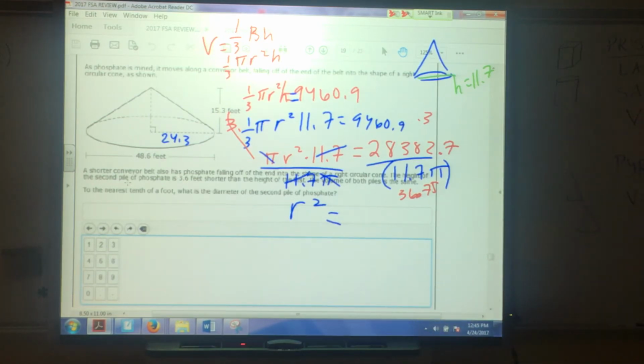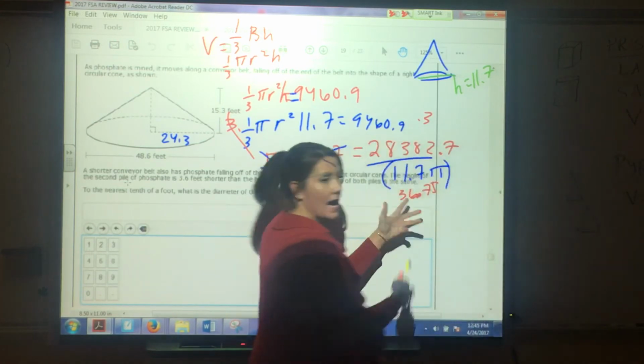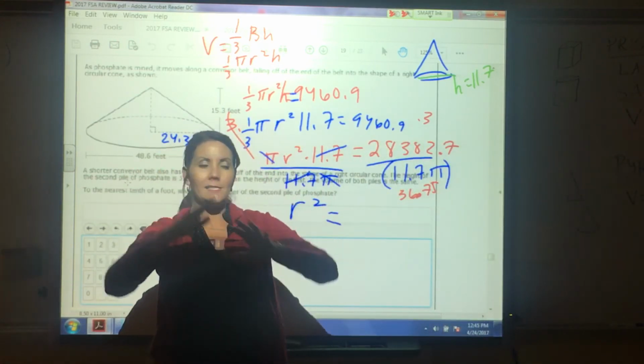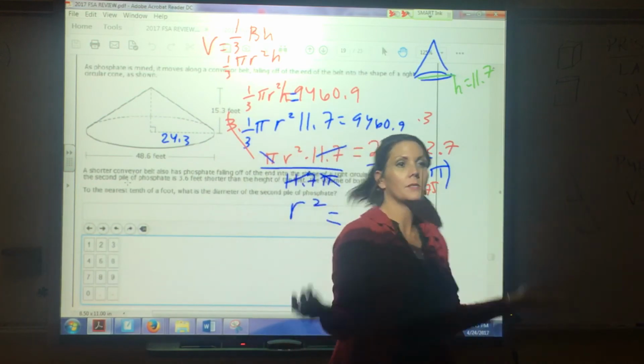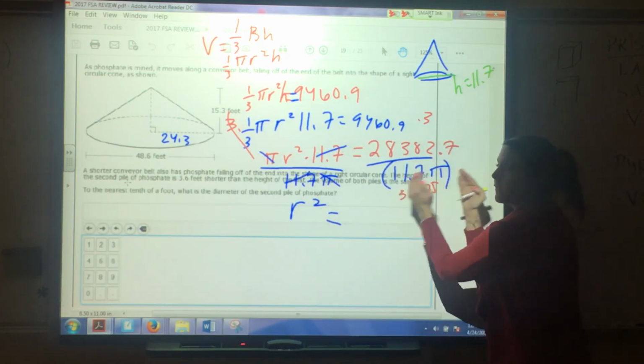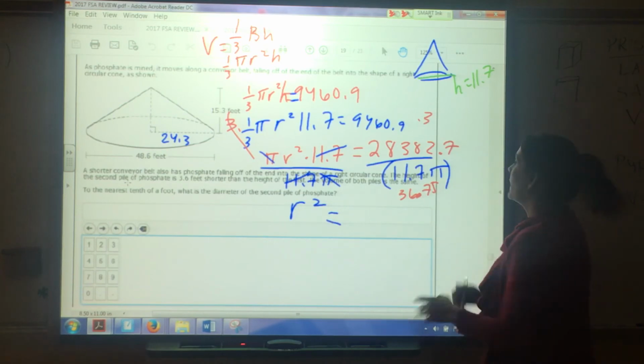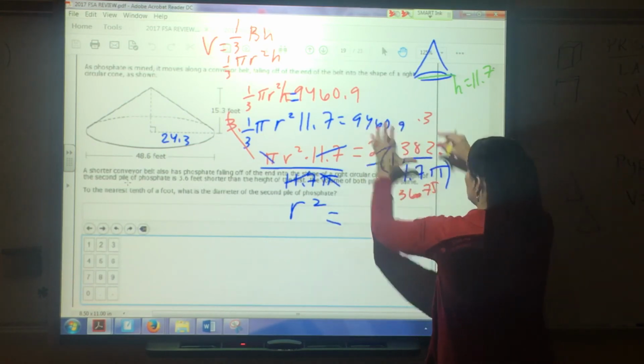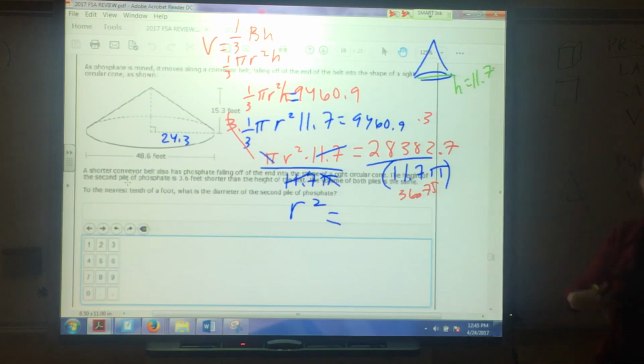Is that 36.75? Yeah, it's 36.75. You guys think about this for a second. This is 11.7 times 3, roughly. So that makes sense. You have to do that first. Then what I want you to do, clear it out and do this divided by that and tell me what you get.